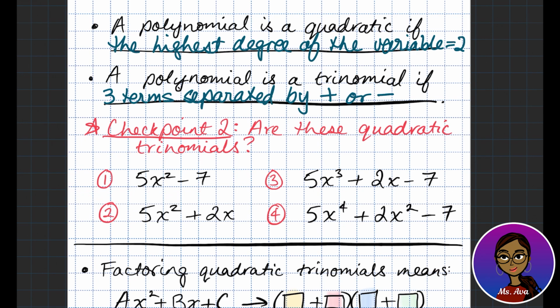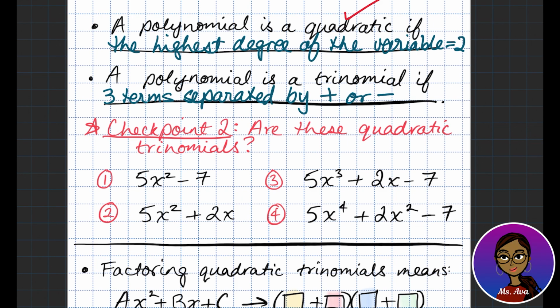Is this a quadratic trinomial? How do you know? Well, for the quadratic part, we have to look at the degree. And what that means is that you're going to go to the x or to the variable and look at what is the highest degree, what's the highest exponent. In this case, it is a 2. And so, yes, this is a quadratic. Is it a trinomial, though?